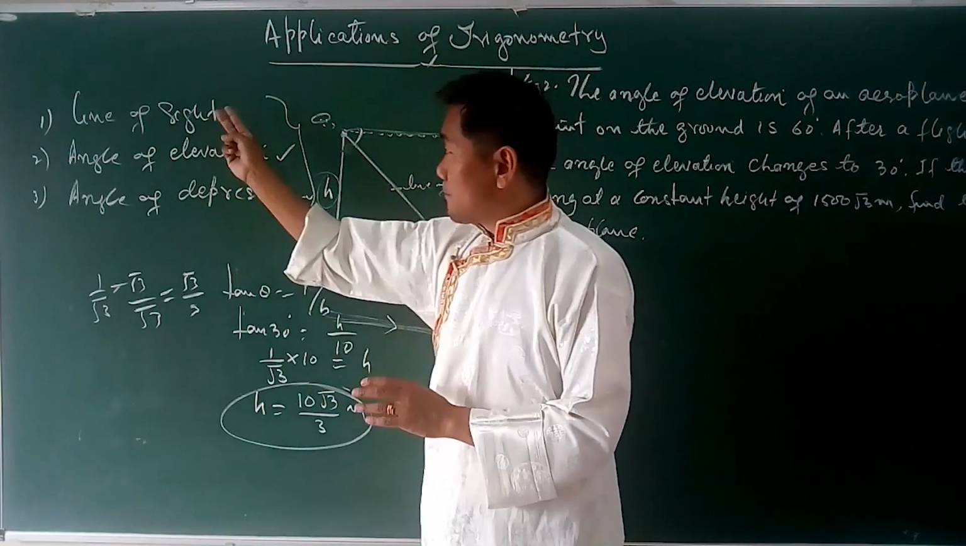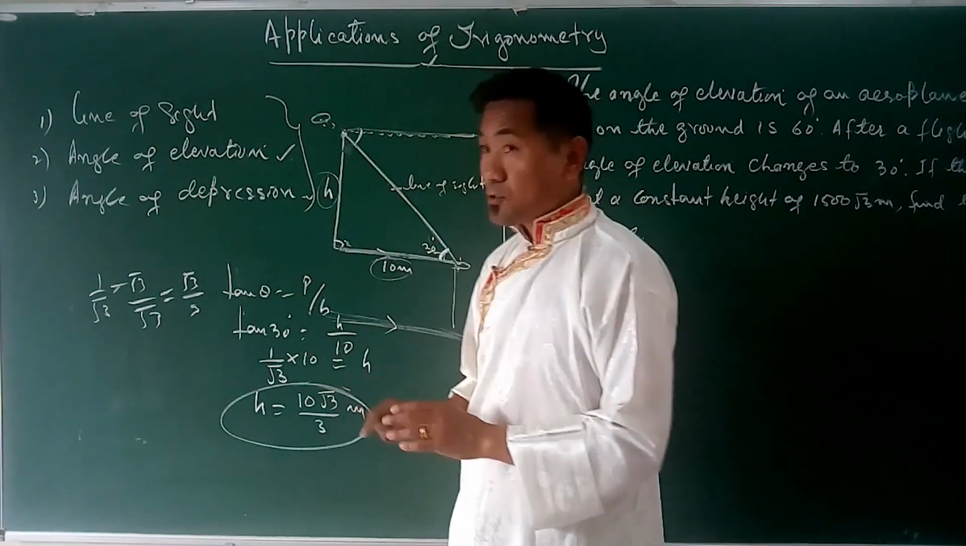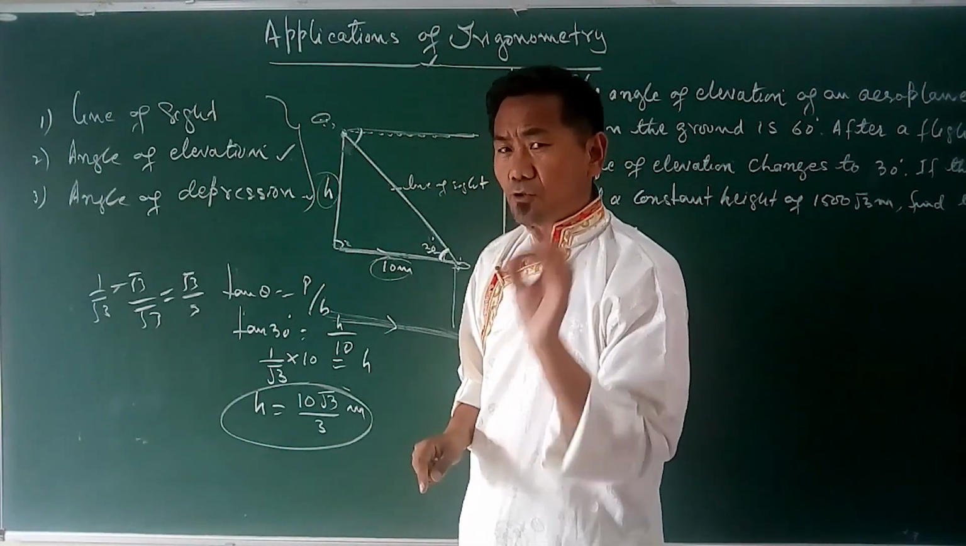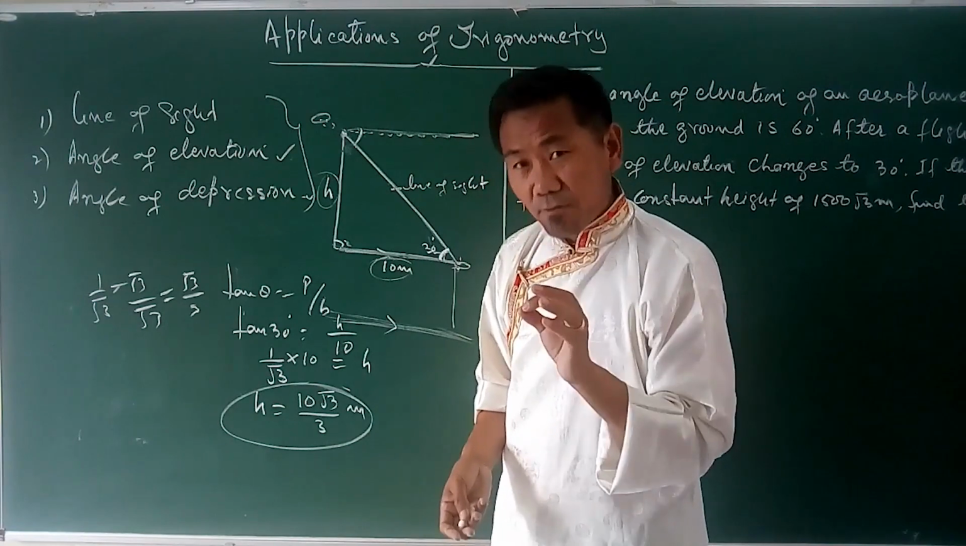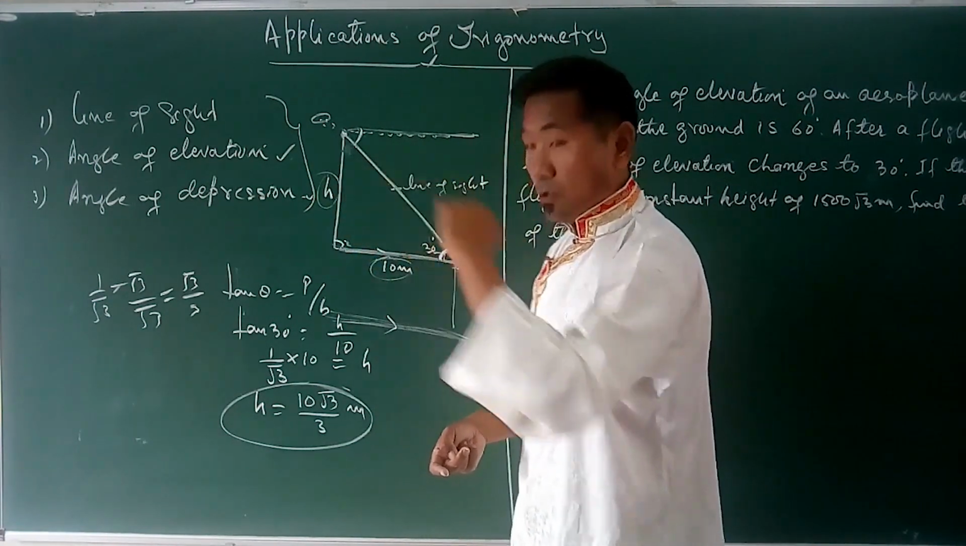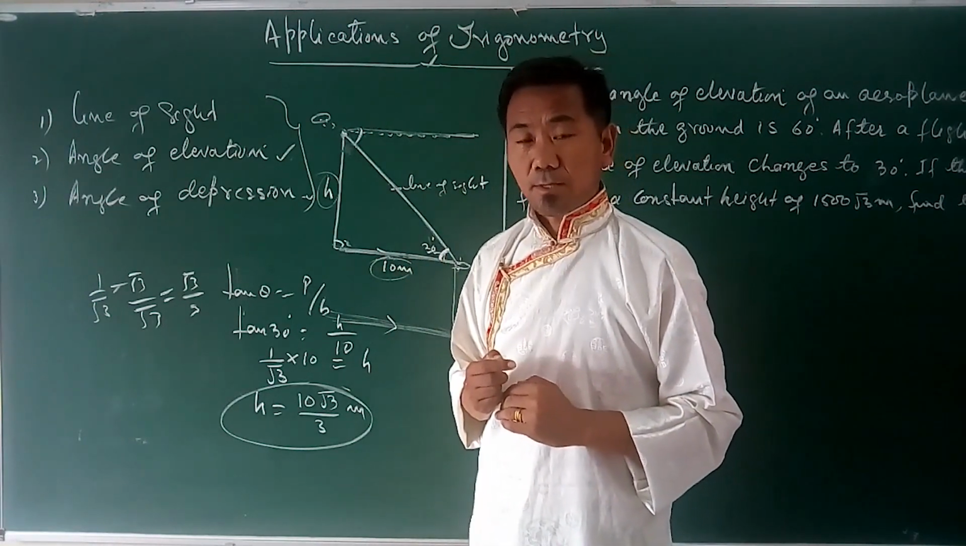This is called a line of sight. Angle of elevation. In an angle of elevation, the line of sight and the horizontal, the horizontal line goes down.